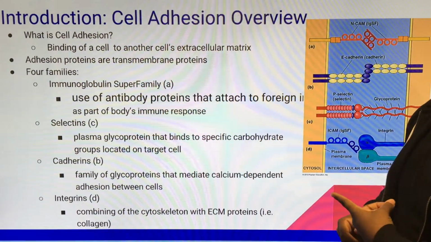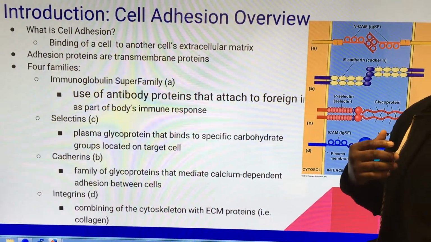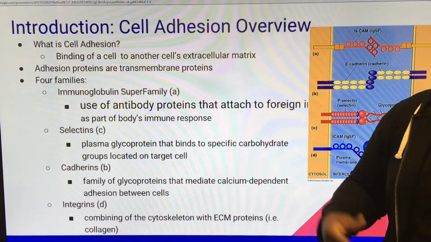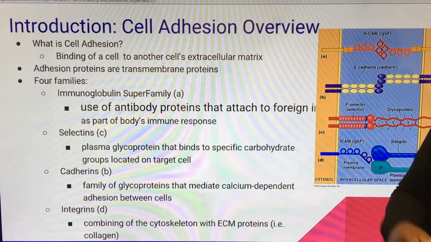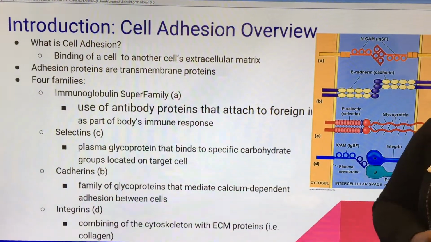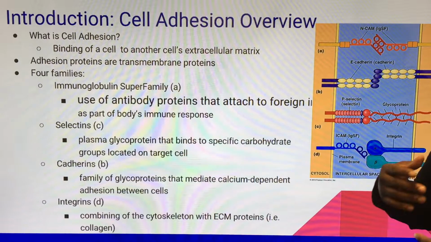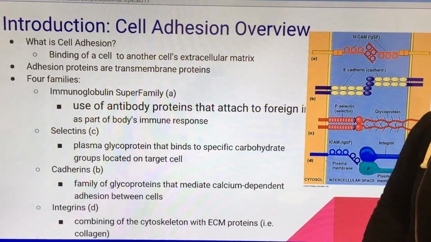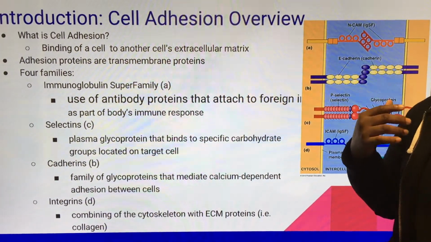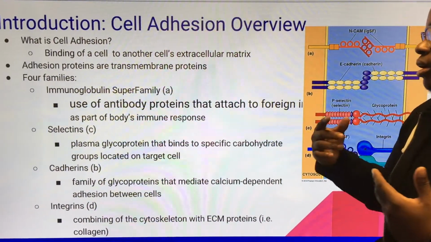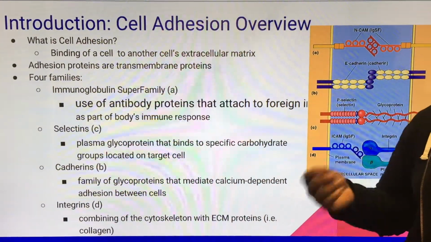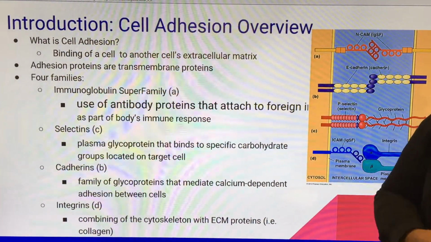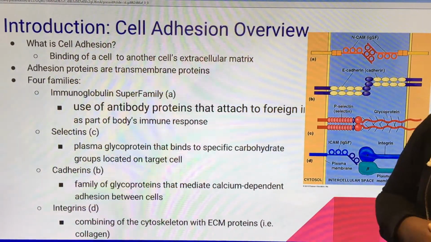The immunoglobulin superfamily uses antibody proteins that attach to a foreign invader as part of the body's immune response. Selectins are plasma glycoproteins, and they bind to specific carbohydrates located on the target cell. Cadherins are also a family of glycoproteins, and they mediate calcium-dependent adhesions between different cells. And integrins bind the cytoskeleton with the ECM proteins. An example of that is probably collagen.